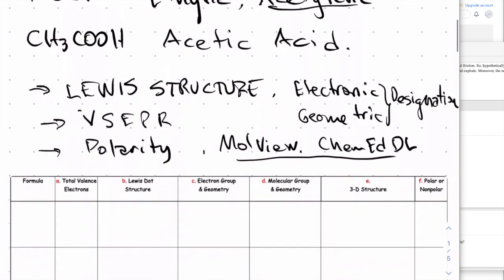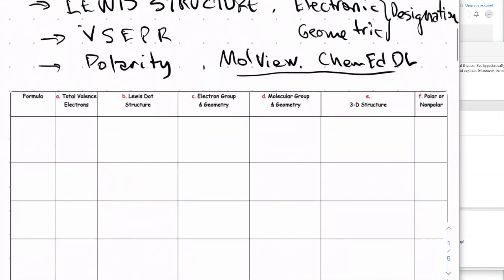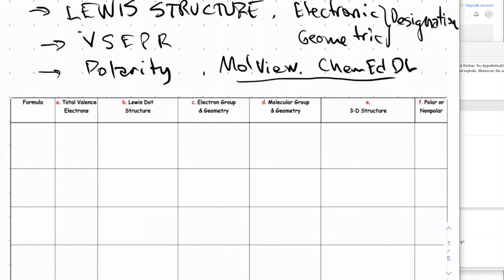So the chart that we're going to be using is this. This is the chart we're going to fill out. So the first structure I said was CH2F2. Then we have HOCCOH. And then we have HCCH. And then finally we have acetic acid, CH3COOH.